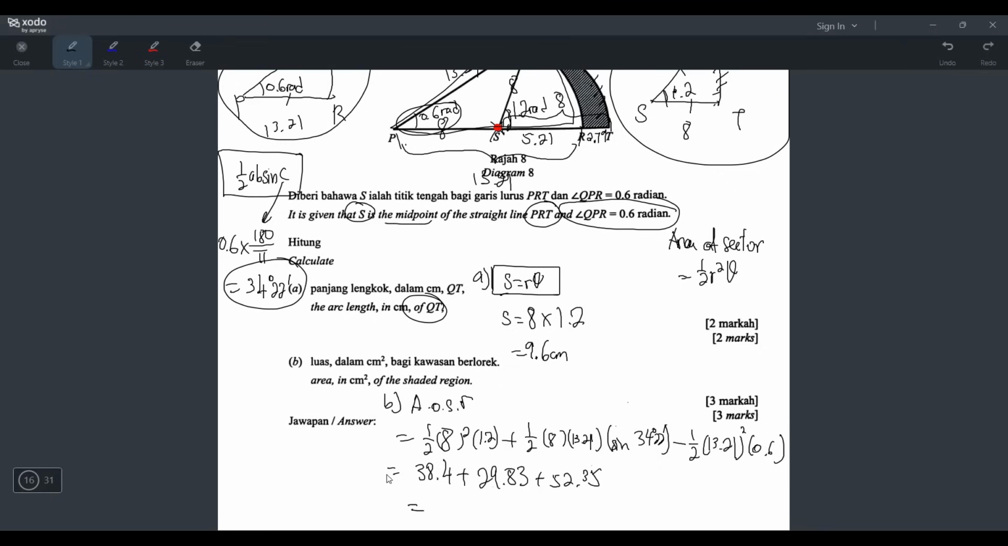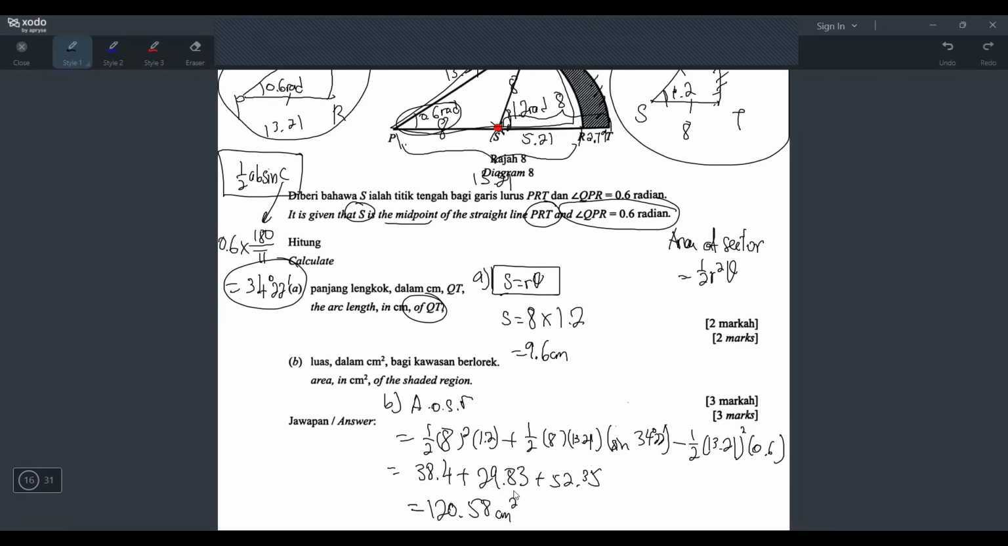38.4, correct. 13.21 divided 2 times sine 34 degree, 29.83. Yeah, correct. 13.21 squared, 2 times 0.6, 52.35. Yeah, I think I did everything correct. So the answer is 120.58. But why is the scheme not the same? Okay, let me check again. I don't know whether the scheme is wrong or I am wrong. Okay, let me just check again.